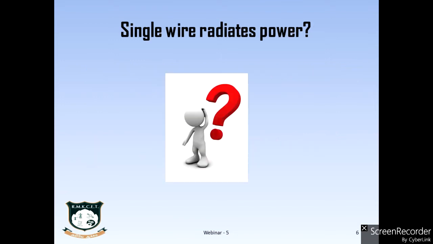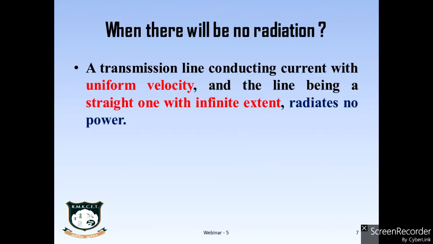Now, whether a single wire radiates power. If you can see the answer for that, a transmission line conducting current with a uniform velocity, and the line being a straight one with infinite extent radiates no power. That means a transmission line which has a uniform velocity of current which is flowing in it will not radiate any power.